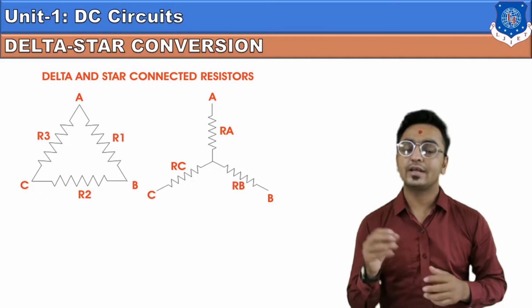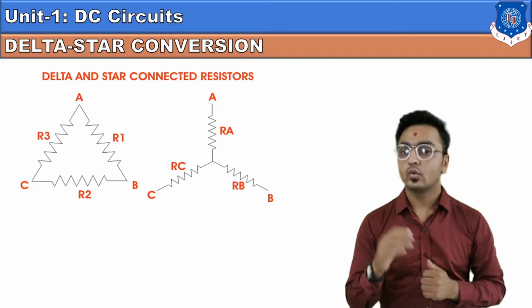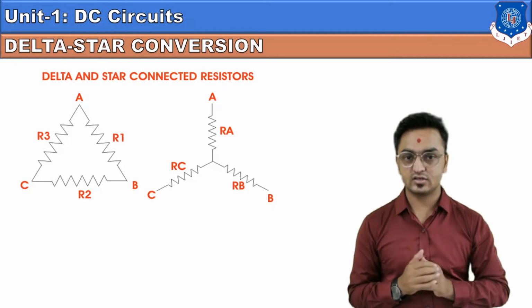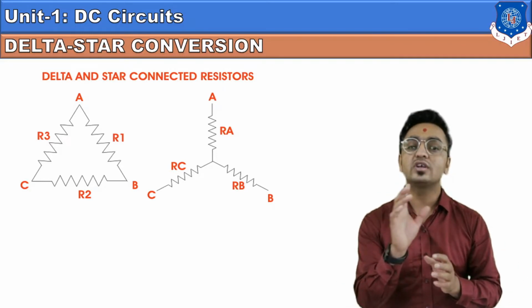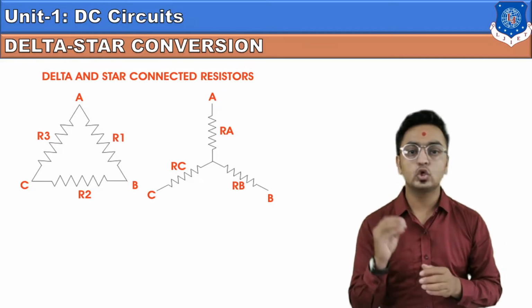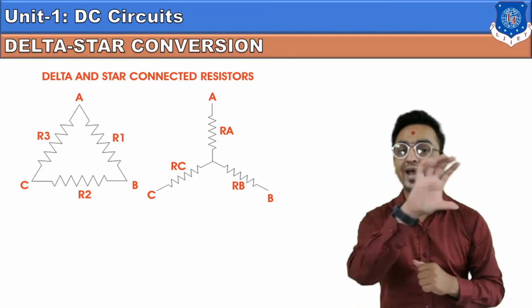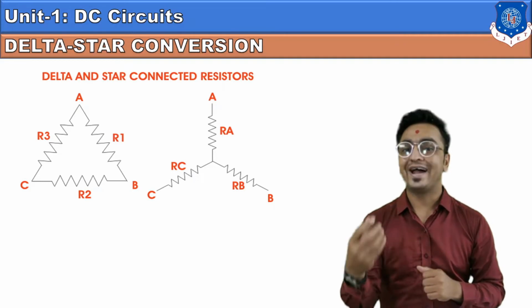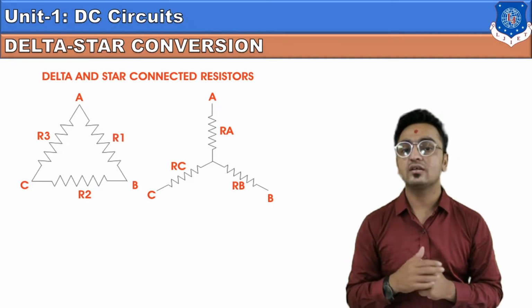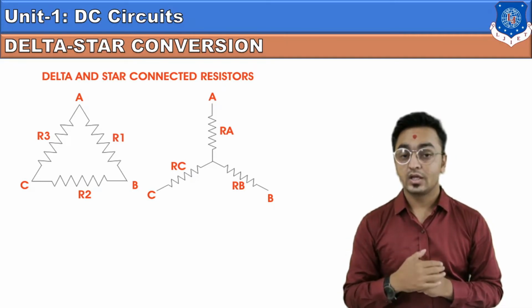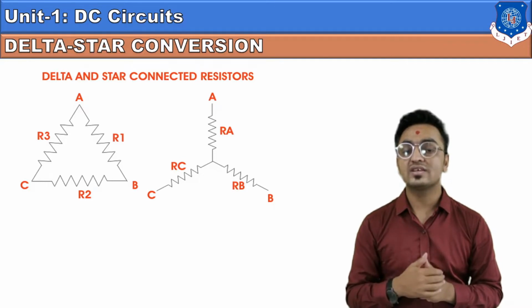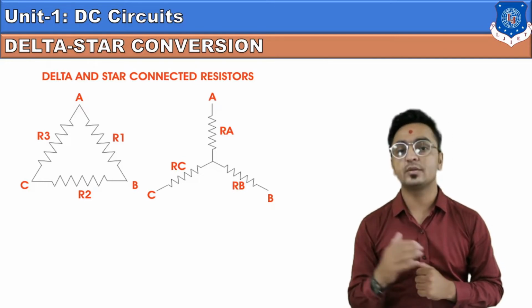First of all, let me make one thing clear. When we discuss series and parallel connections, that is known as a two-terminal connection. Why is that known as a two-terminal connection? Because when we form a series or parallel connection, the final number of terminals will be 2. Here, what we are going to discuss is known as a three-terminal connection.